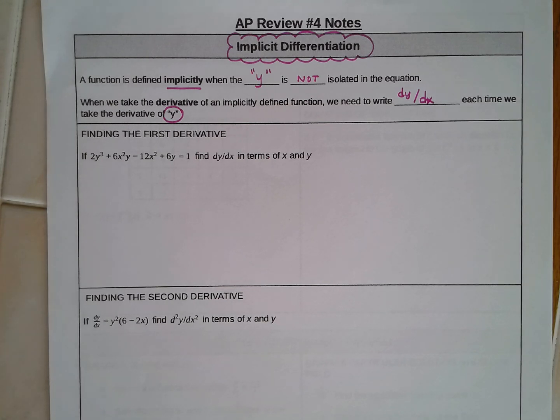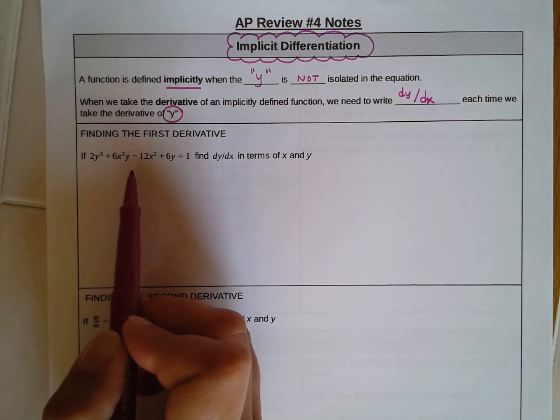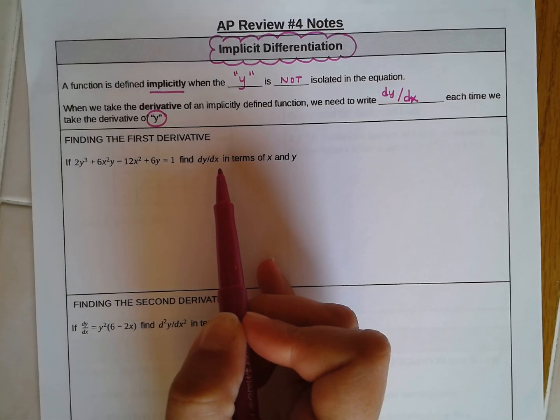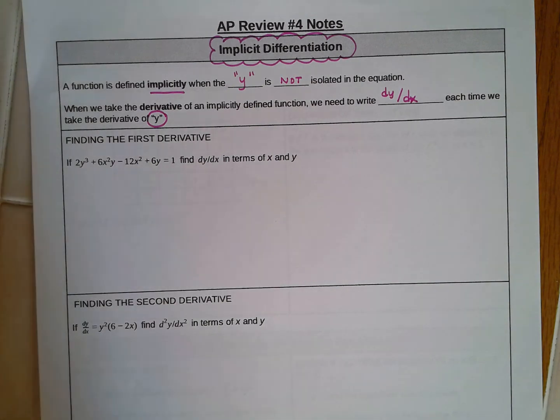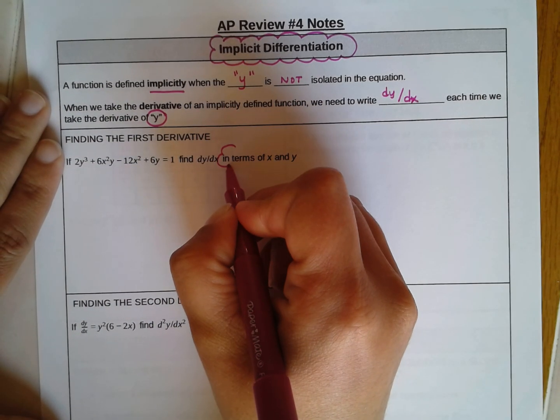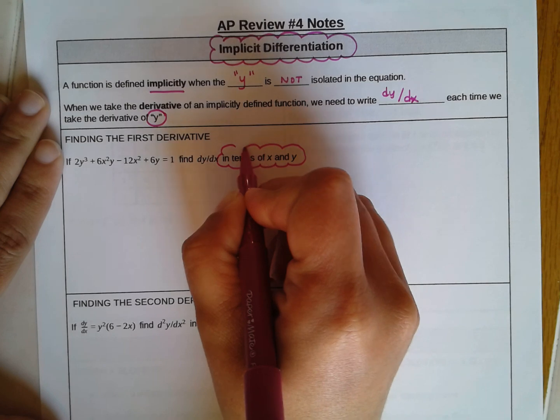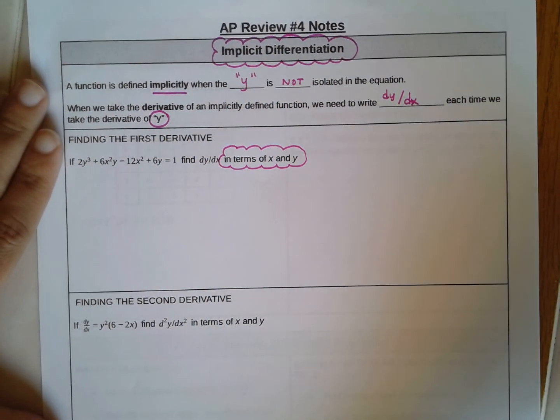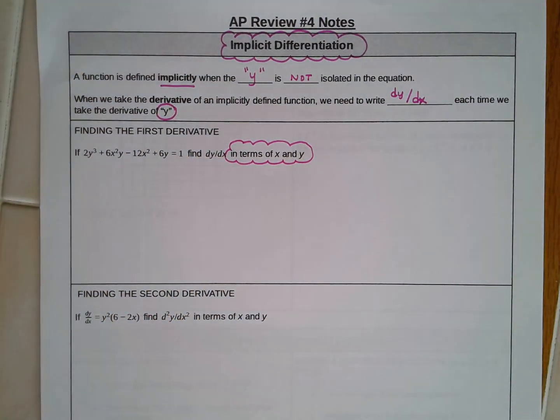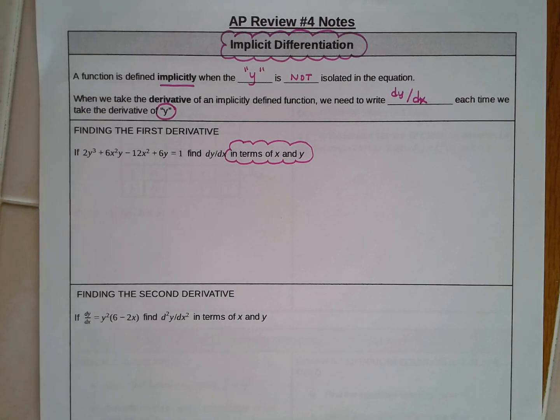The first thing I'd like to review is when we find the first derivative. So a lot of times it's going to say, if this is your function, find dy over dx in terms of x and y. Now this phrase right here, in terms of x and y, is really important because what that means is that we want our final answer to have both x's and y's in it, and we don't want anything else like dy's over dx's as part of our final answer equation. So we are going to need to do a little bit of algebraic manipulation here to get the equation to look the way the problem is asking us to make our equation look.